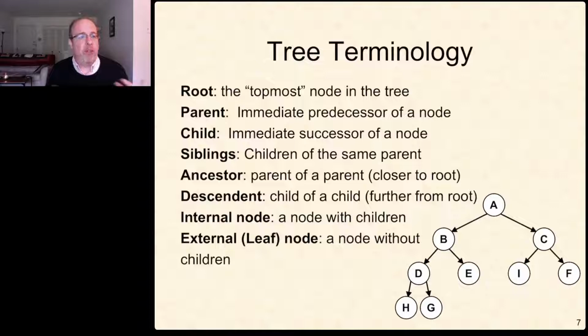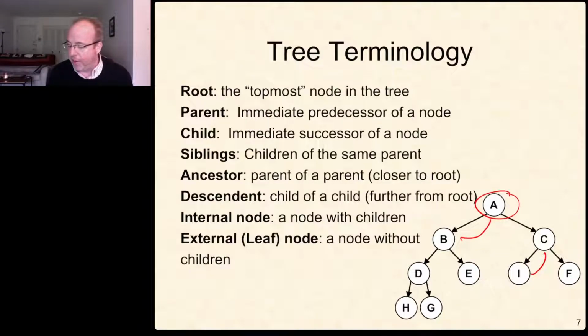So, some more definitions. The root is the topmost part of the tree. A parent is an immediate predecessor of a node. So A is a parent of B. A child is an immediate successor of a node. So I is a child of C because it's immediately beneath C.